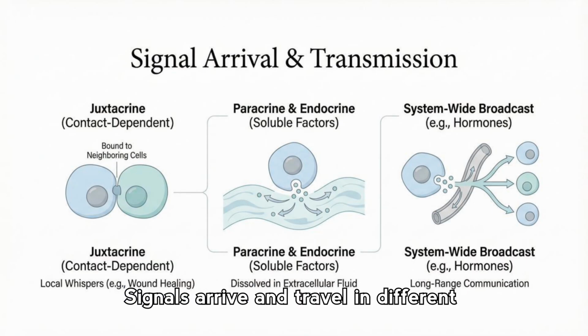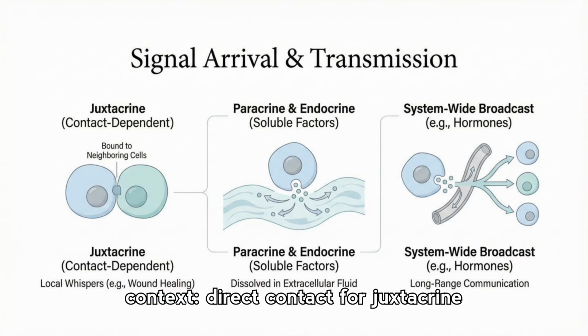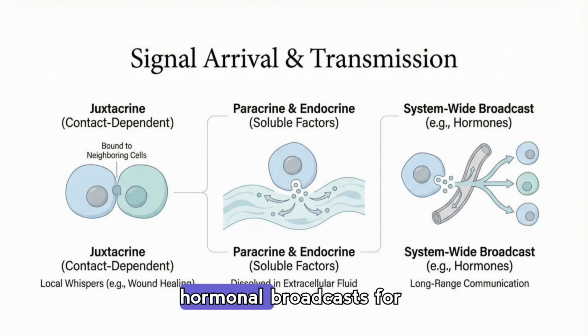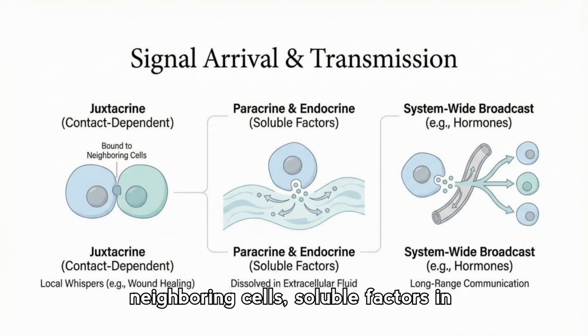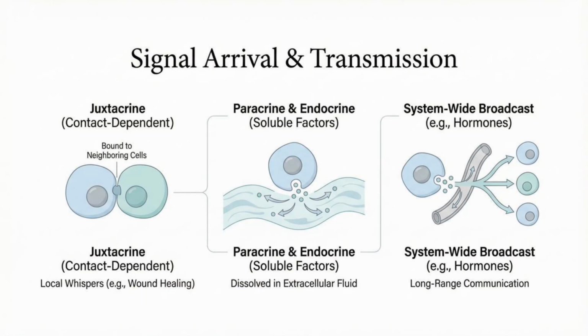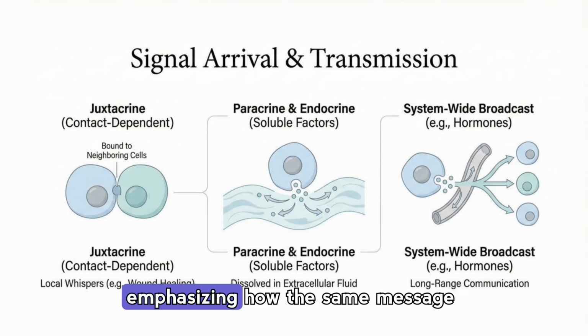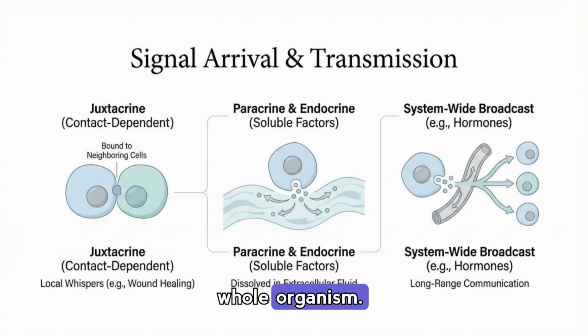Signals arrive and travel in different ways, depending on distance and context. Direct contact for juxtacrine messaging, nearby diffusion for paracrine signals, and long-range hormonal broadcasts for system-wide coordination. The slide's illustrations show bound neighboring cells, soluble factors in extracellular fluid, and a bloodstream-style broadcast, emphasizing how the same message can be routed locally or across the whole organism.